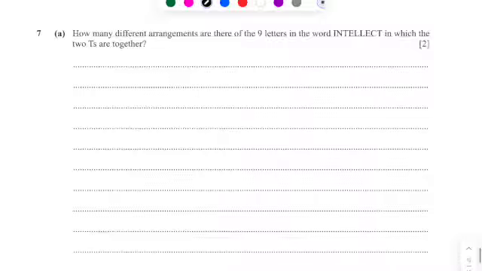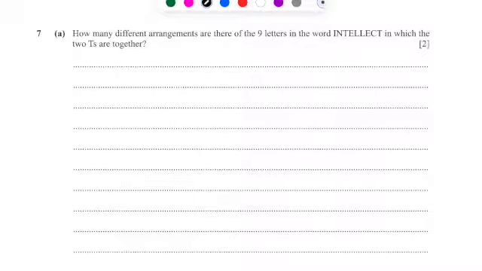Now finally, question number 7. How many different arrangements of the letters of the word intellect? So intellect is the word. How many different arrangements of this word intellect can be done if the two T's are together? So there are two T's together.